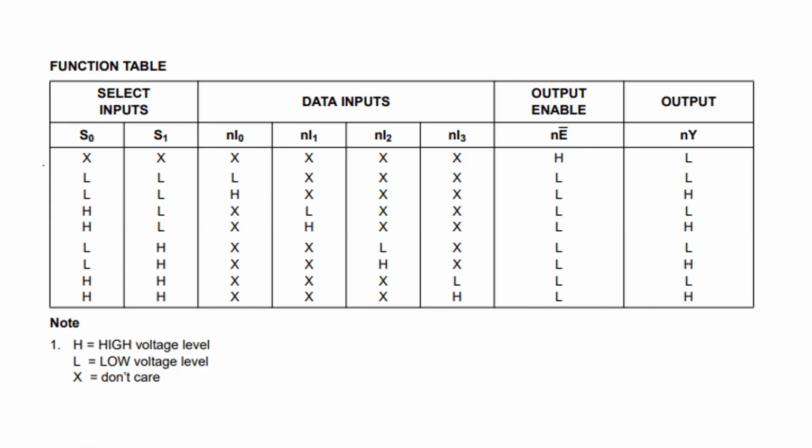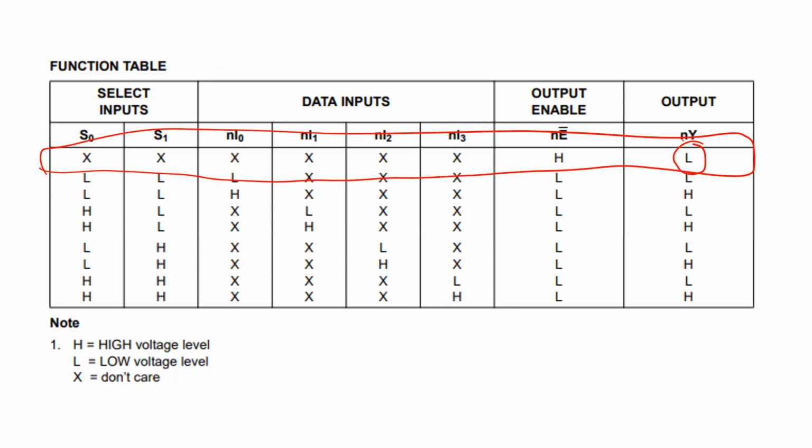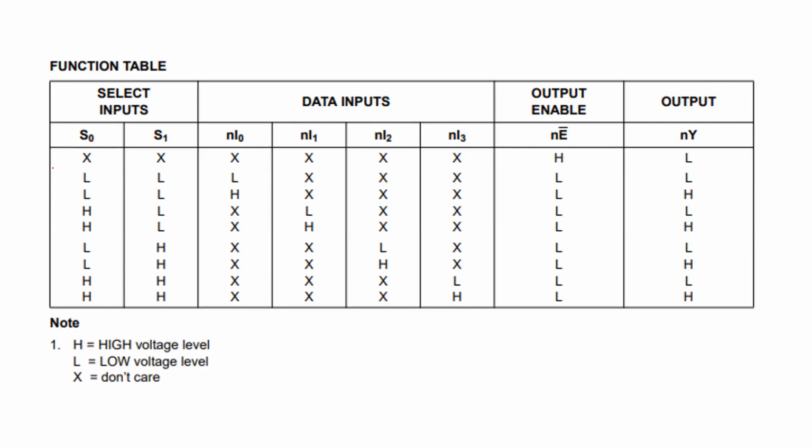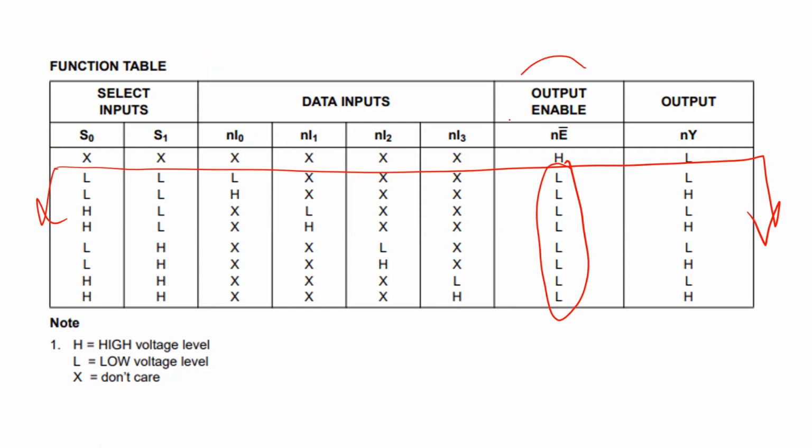That's why you see here in this part, it is disabled. When it is disabled, the output is low all the time, regardless of anything, regardless of what you put here, regardless of what you put here, always the output is low because it is disabled. It's not working. Now, in this part here, it is enabled. Why? Because you see here, I put low in the enable.